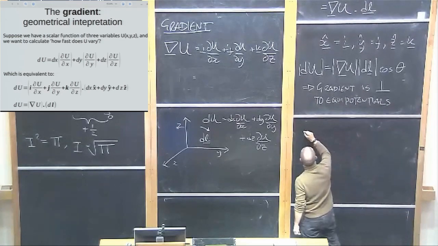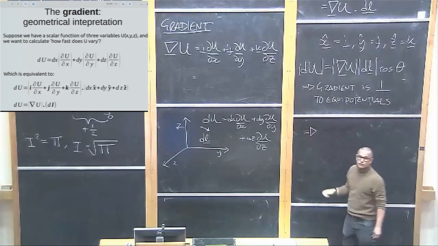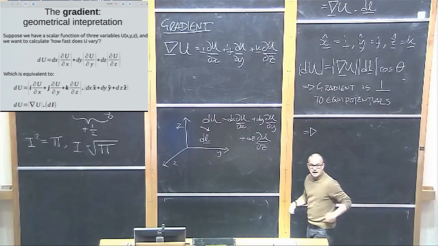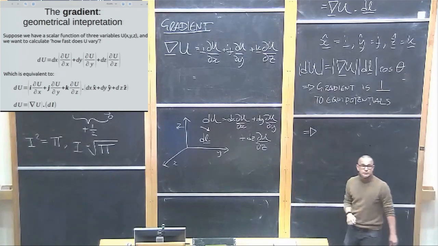This then in turn means that you can use the gradient to calculate the normal to a surface if, as you always can, you can describe that surface as an equipotential of some scalar field.